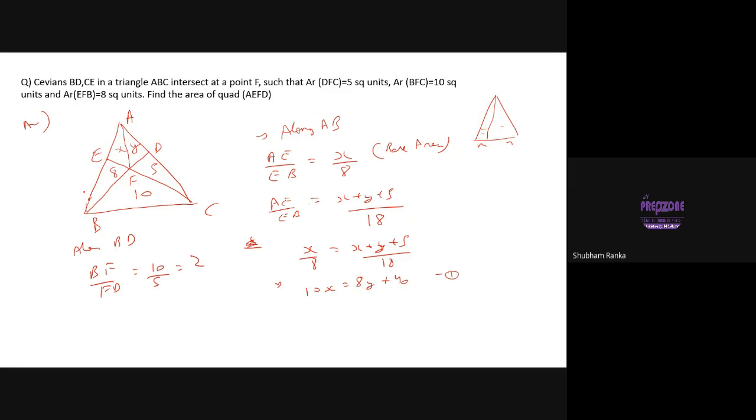Also BF by FD in the triangle on the other side is equal to 8 plus x by y, with 8 plus x corresponding to this part and y corresponding to this part. So basically 8 plus x equals 2y, x equals 2y minus 8. You put this here. So 10 into 2y minus 8 will be 20y minus 80 is equal to 8y plus 40. Y equals 120 by 12, that is 10. X will be equal to 2y minus 8, which is 12. So x plus y will be 12 plus 10, 22 is the answer.